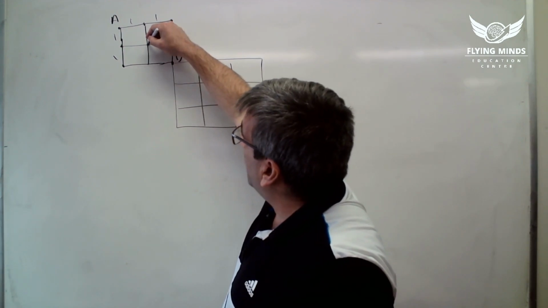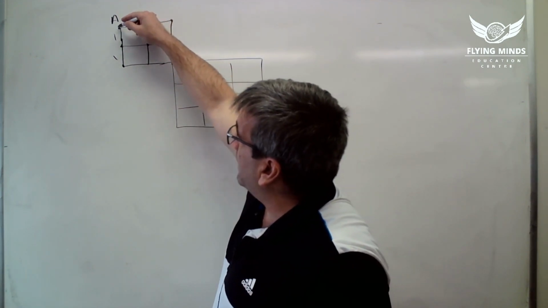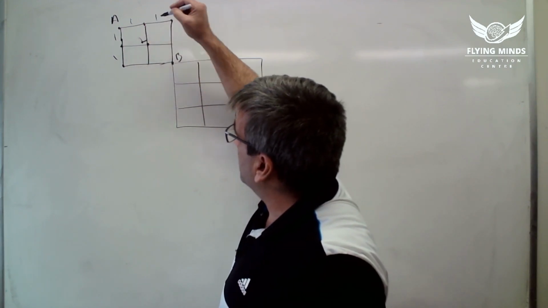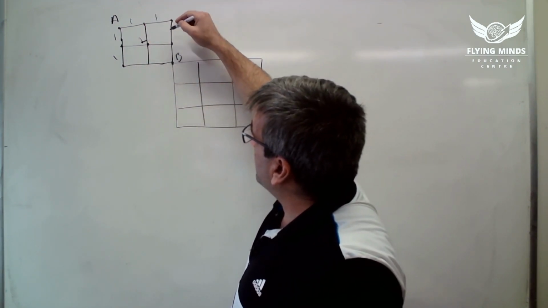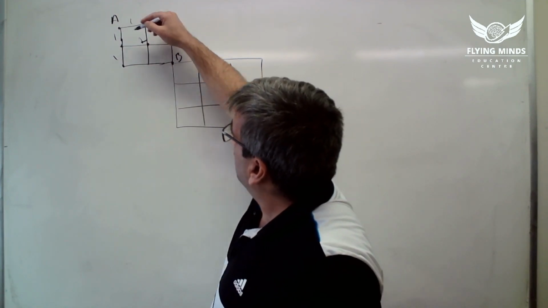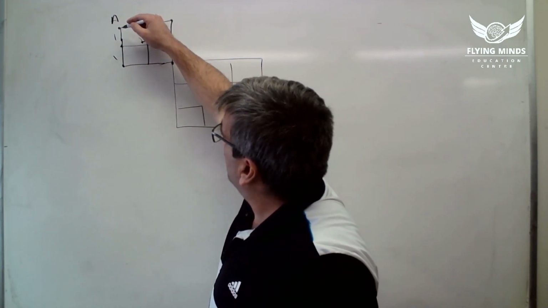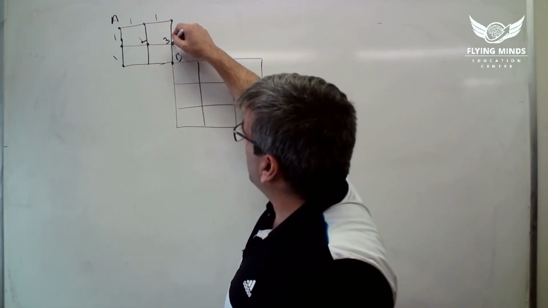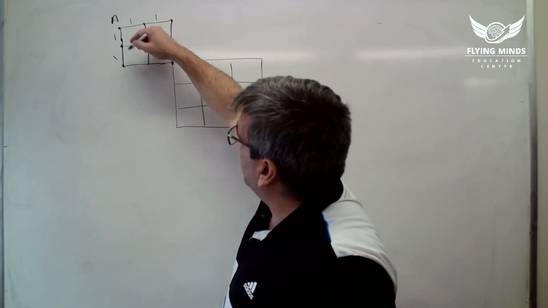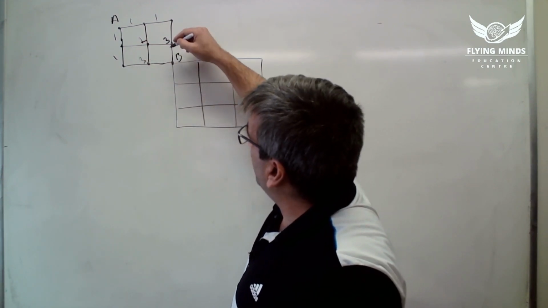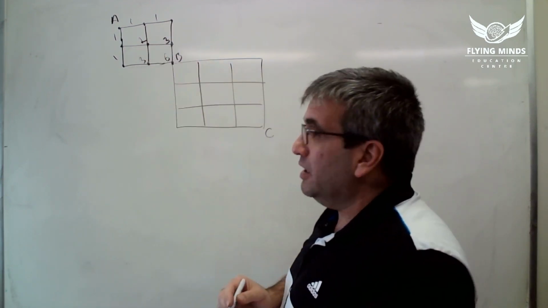To get to this point, how many options do we have? We can either go like this or like this, so we have two options. To get to this point, how many options do we have? 1, 2, and 3. To get to this corner here, and to get here, same, we have 3. So to get to B, we have 6 options.